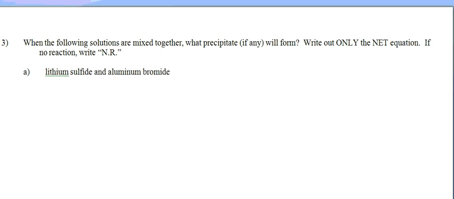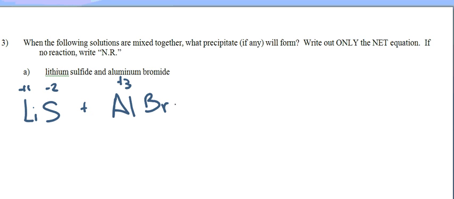If it's an ion on the left side and it remains an ion on the right side, in other words, it's soluble on the right and it's soluble on the left, then that means it hasn't changed. I'll give you an example here. Lithium sulfide. Lithium has a +1 charge. Sulfur has a -2. And that reacts with aluminum bromide. Aluminum has a +3. Bromine has a -1.